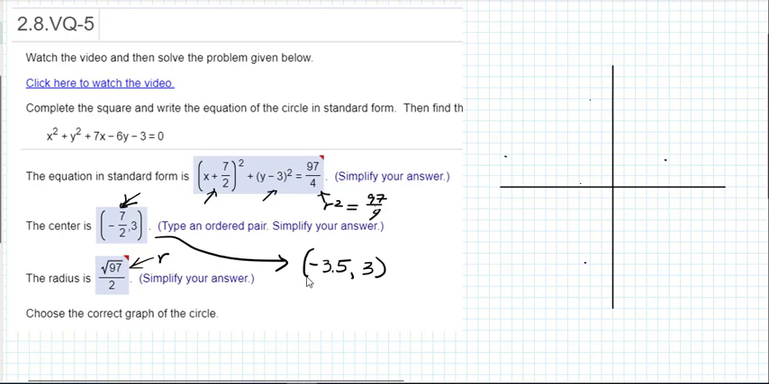So here's negative 3. It's going to be just past that, and then up to 3. So I'm going to make a little X here. I usually make an X instead of a dot at the center of the circle, just to remind myself that's not actually a point that satisfies the equation. It's just a reference point. So that's my center.